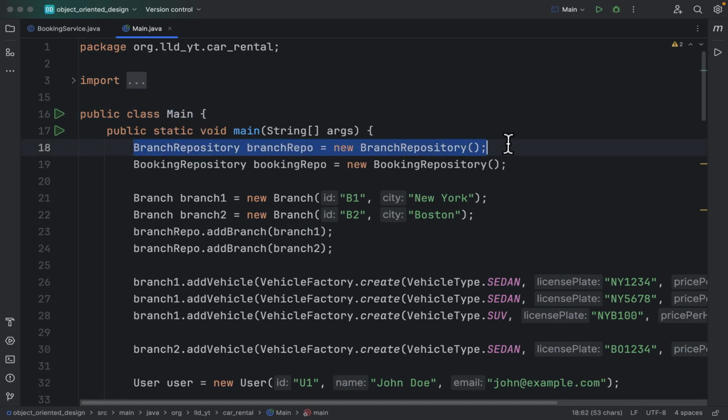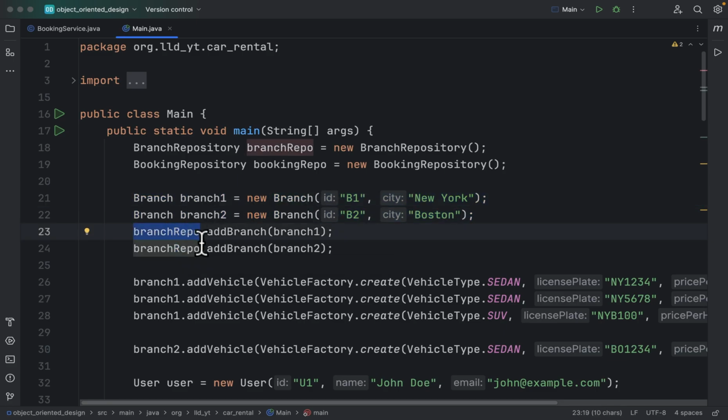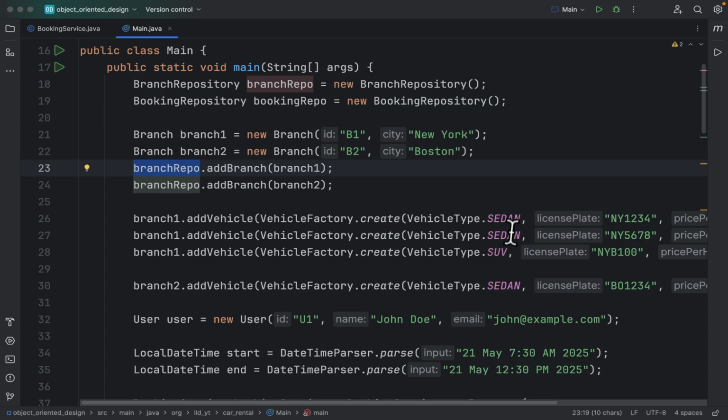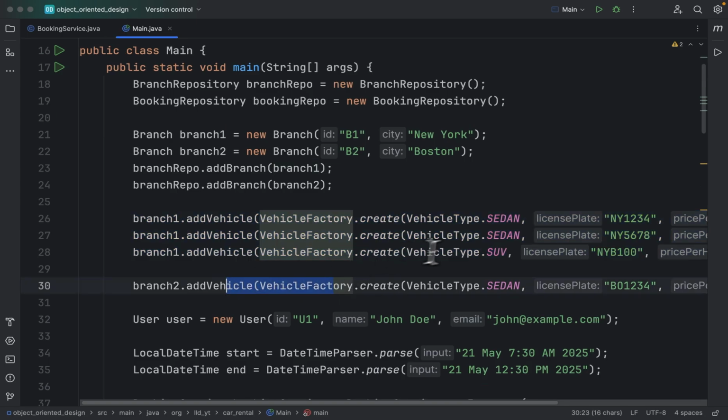So I've created the branch repository and the booking repository, and there are two branches in our system. I've created the two branches and added them into the branch repo. And then I have created three different vehicles. Two of them are sedan and one is SUV. I have created those with the help of the vehicle factory, and I have added them into branch 1. Similarly, I have also created a sedan in branch 2. So branch 1 will have 3 vehicles, and branch 2 will have 1 vehicle.